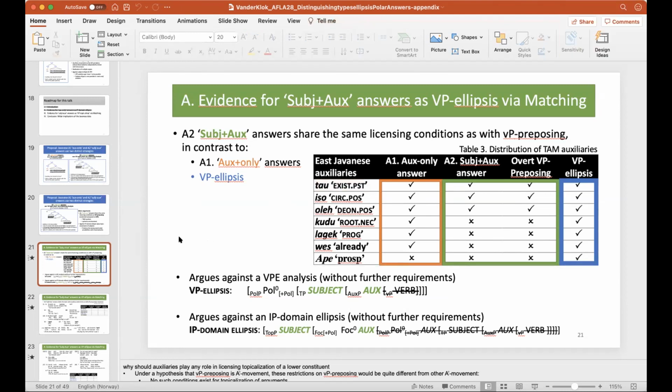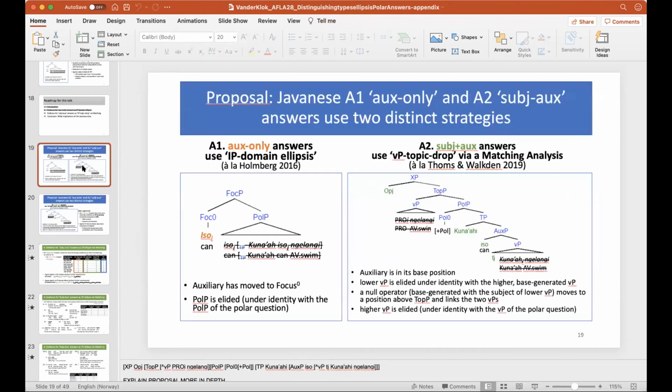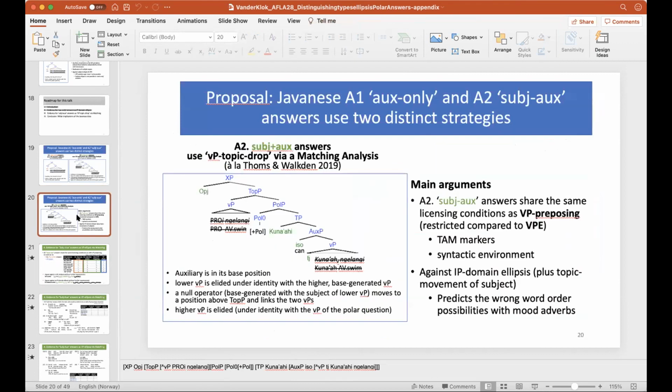Hi, thank you for the talk. I had just a clarification question on a small technical detail of your structure A2. If you go to slide 19 or slide 20, you say that a null operator base generated with the subject of the lower VP moves to a position above the topic P and links the two VPs. I was wondering if you could just elaborate on that a little bit. I'm not sure where this operator is starting out exactly, where it's moving to, and why we need to have that operator there.